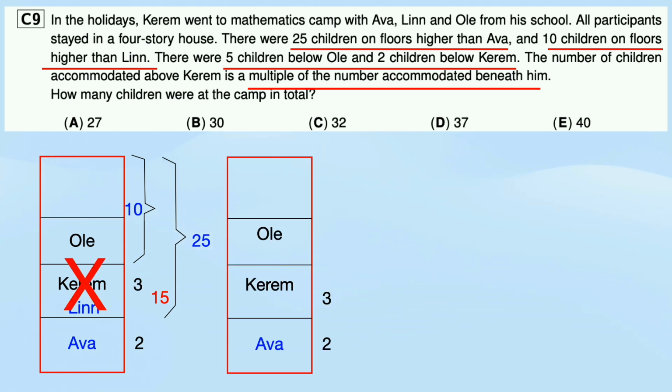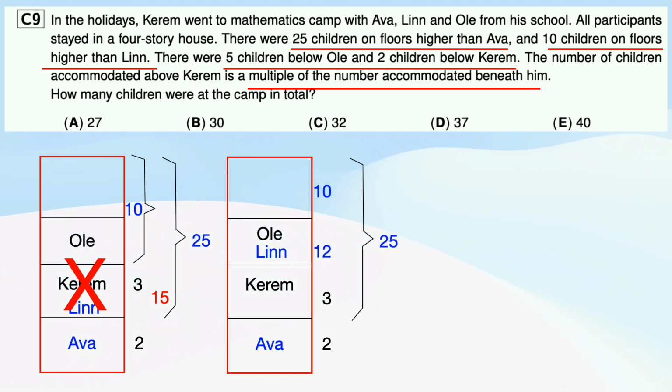Now, we suppose that Eva is still on the 1st floor, but Lin is on the 3rd floor. Then, with 25 children above Eva and 10 above Lin, there must be 12 children on the 3rd floor, since 25 minus 10 is 15 and 3 are already under Lin, so only 12 on the 3rd floor.